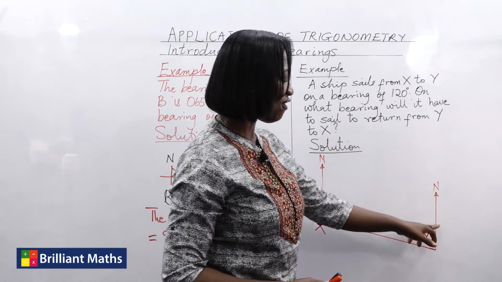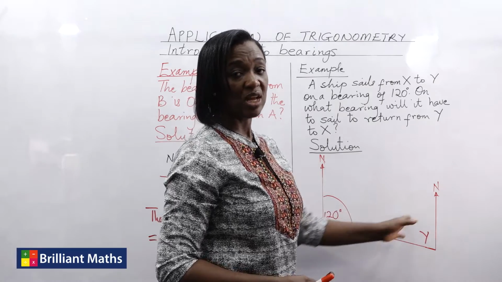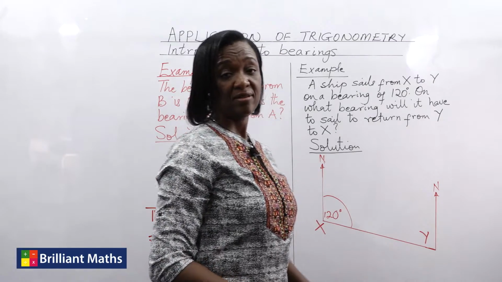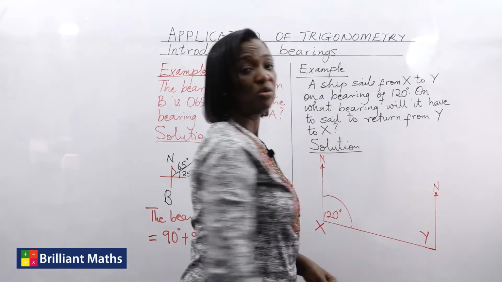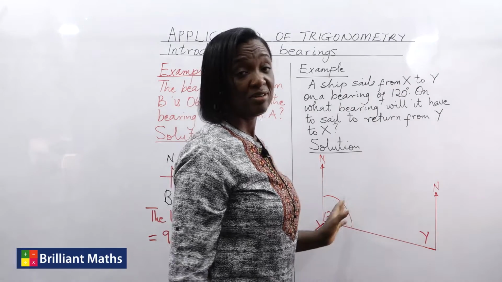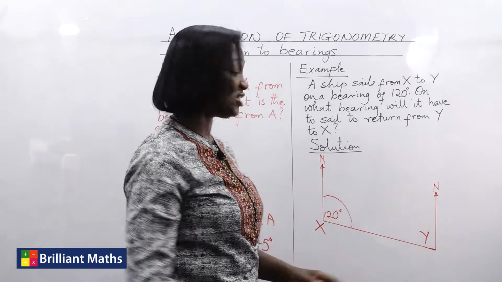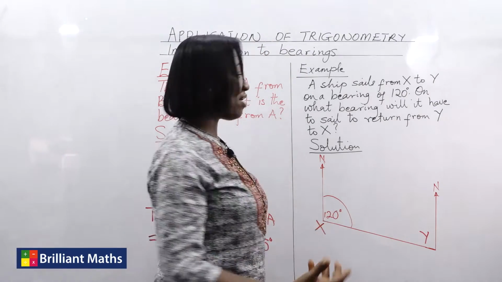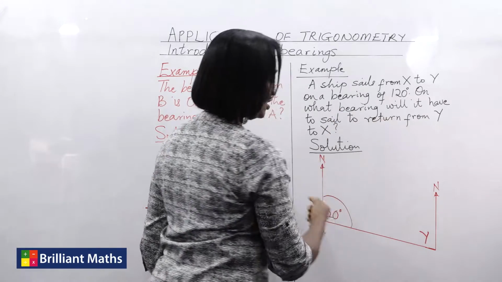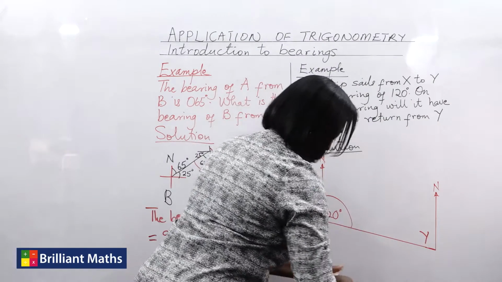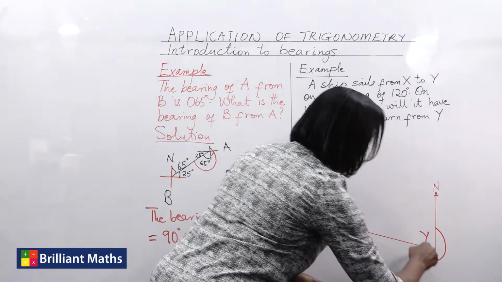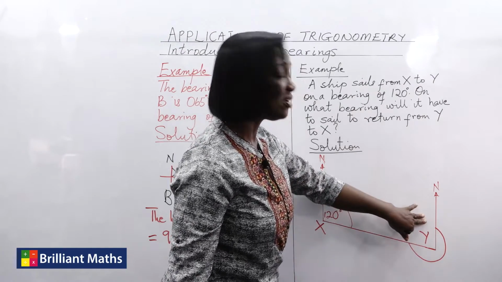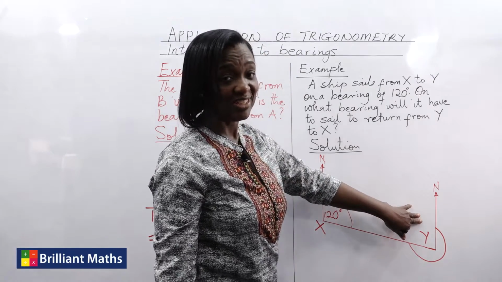Who can remember how to find the angle Y? What's the relationship between angle 120 and angle Y? These are parallel lines because these are the North Poles. They are supplementary. They are co-interior angles, so they add up to 180. So Y is actually 60 degrees. So you can simply calculate the bearing. It has to return from Y back to X, by just going from the North Pole all the way there. So if this is 60, then that bearing is 360 minus 60.